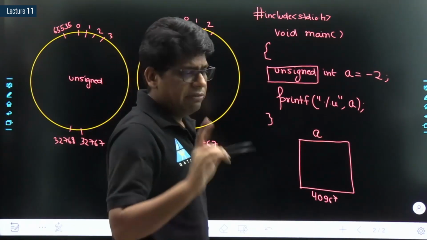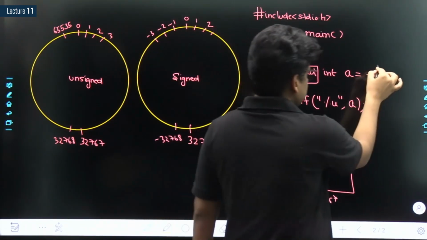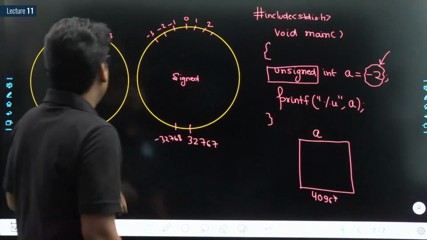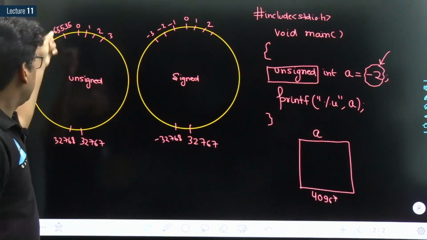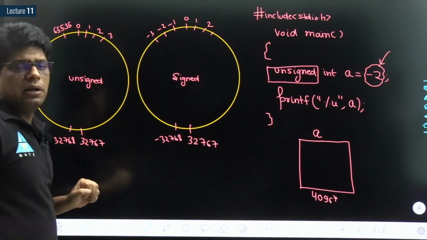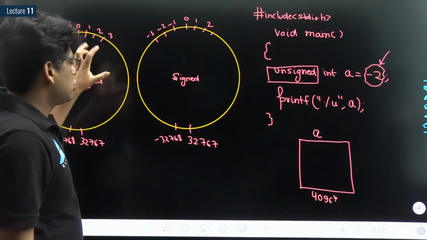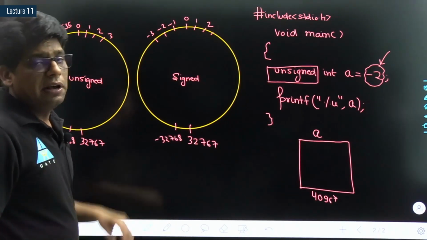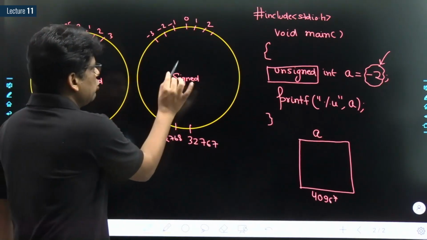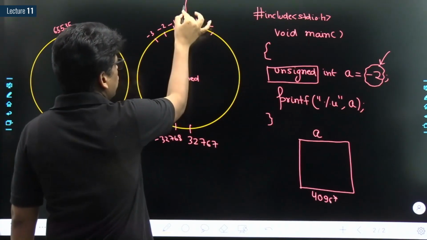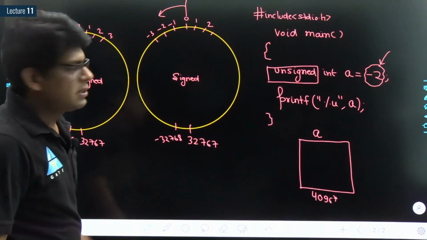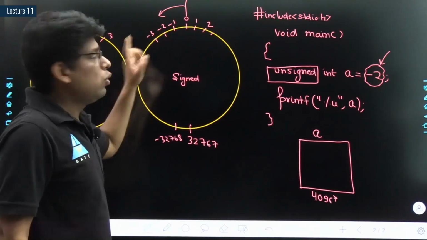Okay, so the very first thing we need to understand is, what is this? This is a value. Can we store this value in an unsigned integer? Let me check the circle for unsigned integer. Is there any negative value? No, sir. These are the possible values we can store inside an unsigned integer variable. -2 is not here. For a negative value, if you start from 0, you need to go 2 elements in the anti-clockwise direction. -2 is present in the signed circle over here.